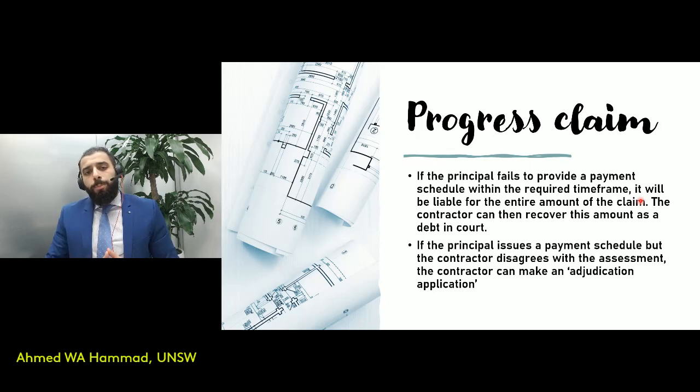In the case that the principal doesn't reply back or doesn't send through the payment schedule within the 10 business day period specified in the Act, they become liable for that amount of money that was claimed by the claimant, and the claimant in this instance can recover this amount as debt in court. What about if the principal issues a payment schedule where they disagree with the amount that was claimed? In this case, the contractor, the claimant in this instance, has to submit an adjudication application to resolve the dispute.